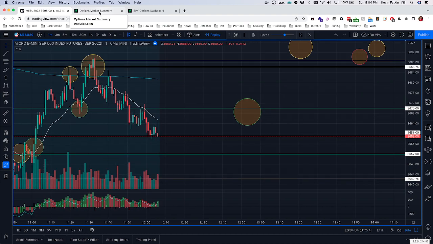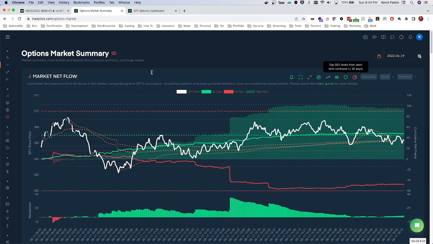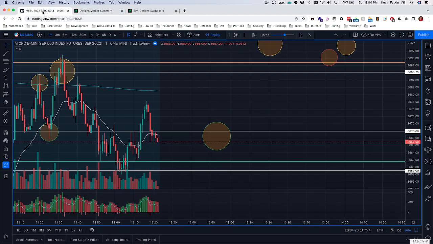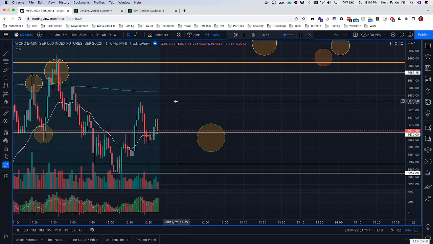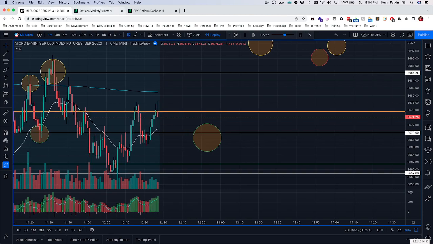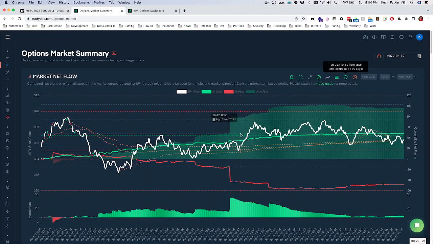So we're chopping around anyway, and one thing I want to point out is what happens on market net flow as we start moving. I noticed throughout the day that on the market net flow we get this steep drop off in puts right around 12:45, and we're coming up on that now. And that's actually a very bullish sign, even though calls are flat, I mean, they are slightly going up.